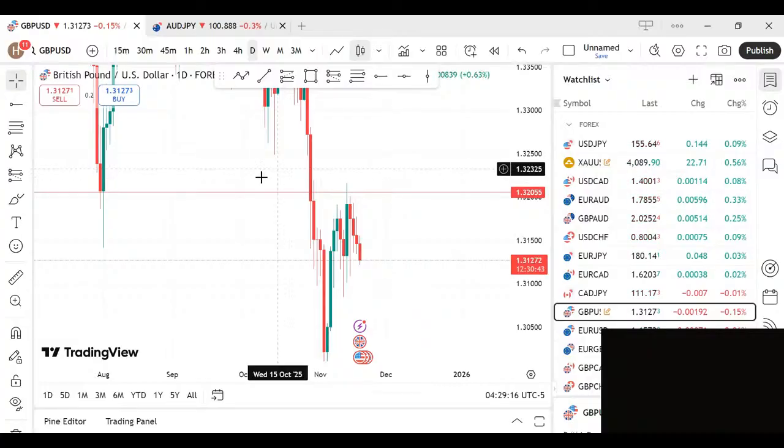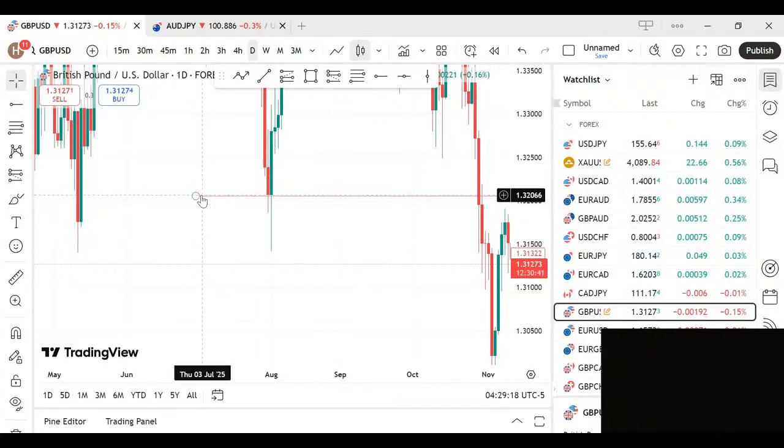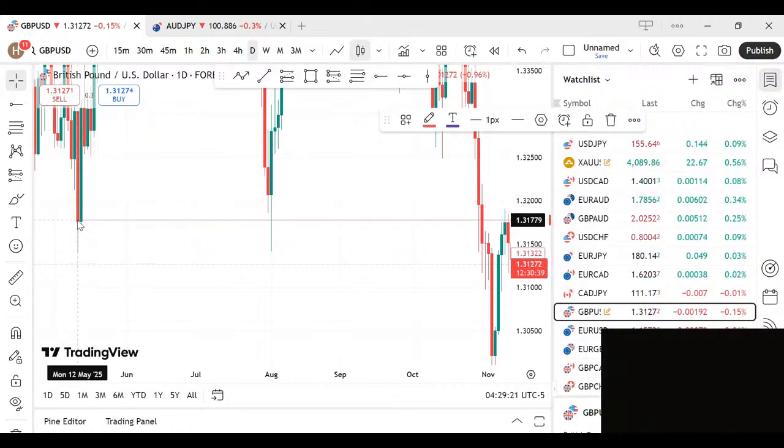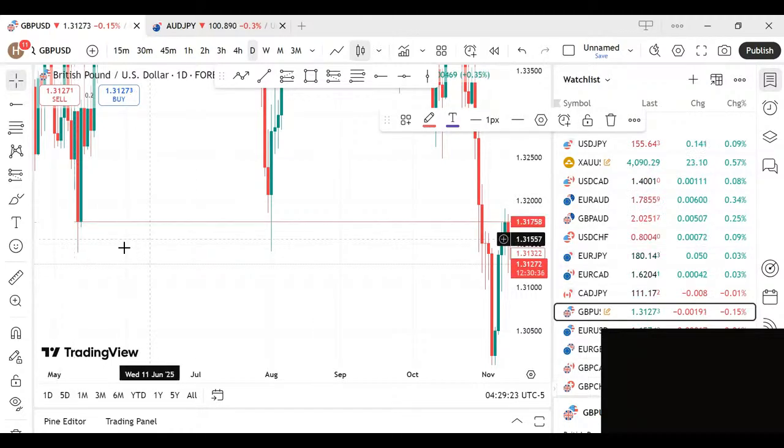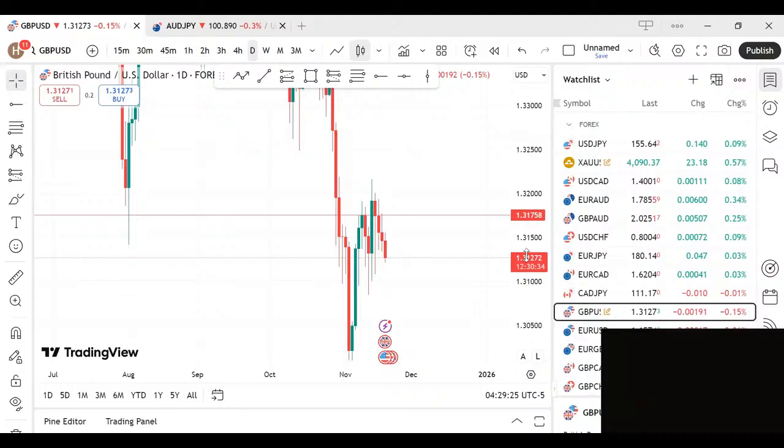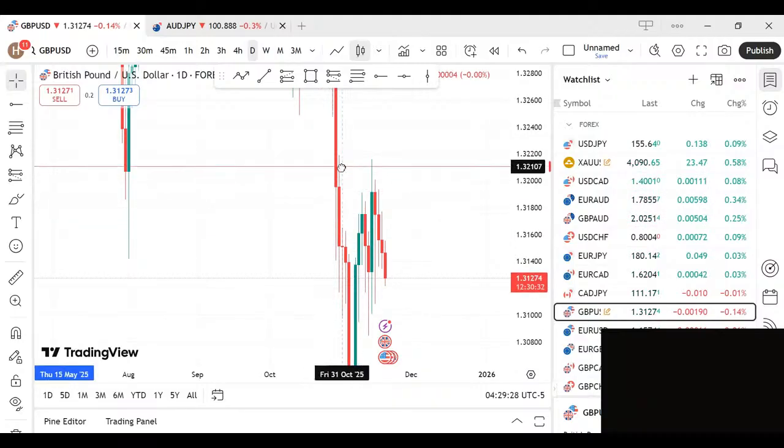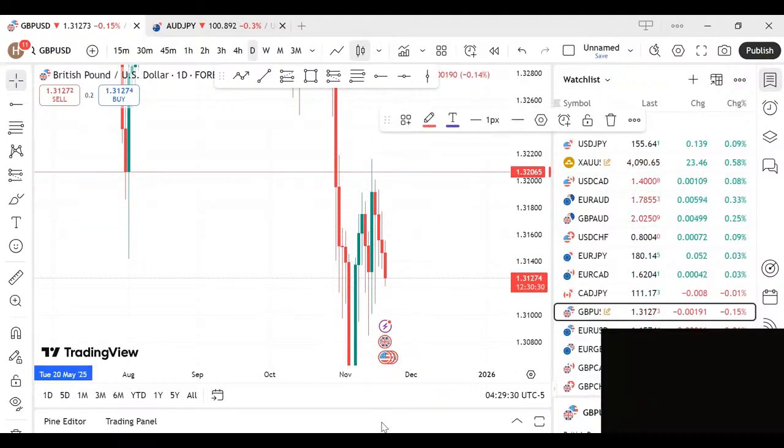So we had a breakout to the downside here, and then we had this daily rejected daily at this zone.